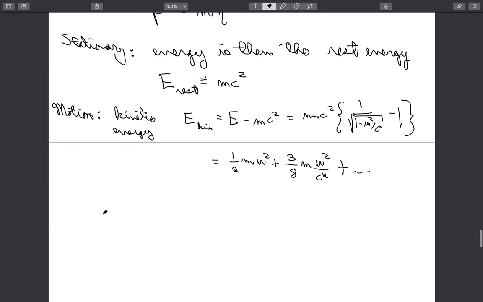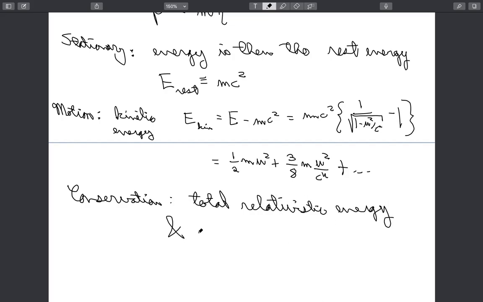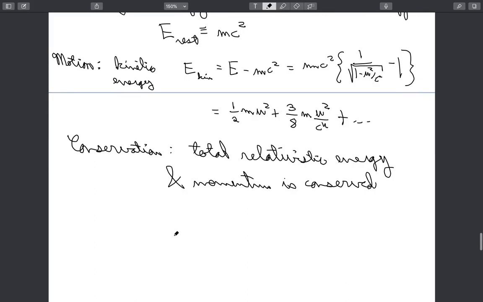The reason why energy is so important is because of conservation laws, and the statement is that the total relativistic energy and momentum is conserved. Okay, so this quantity here, E squared minus c squared p squared, would be m squared c to the fourth, and you see that's an invariant irrespective of which frame you're measuring it in.